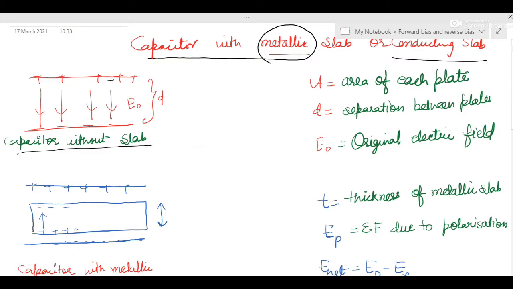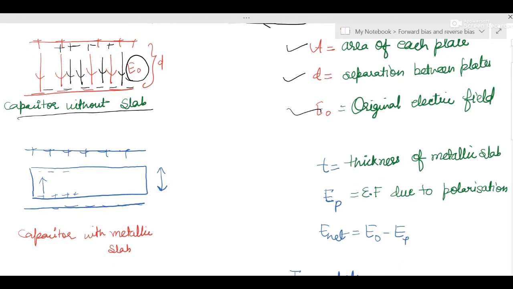One is positively charged, one is negatively charged. So which field is there directed from positive to negative? That will be original electric field. So that is E0. The same labeling. A is area of each plate. D is separation between the plates. E0 is original electric field which is without slab.